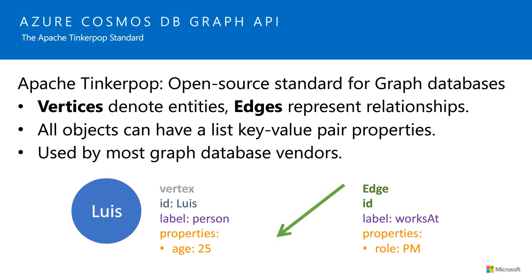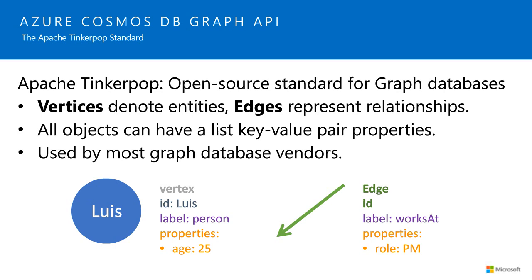So for example, an ID of the edge is also a unique value that Cosmos DB automatically fills, and that's the same case for the vertices. The label could represent a type of relationship. So in this case, this example shows the works at relationship. This is meant to connect to another vertex, that's the place where Luis works at. And a list of properties include additional information like my role, which is a program manager.